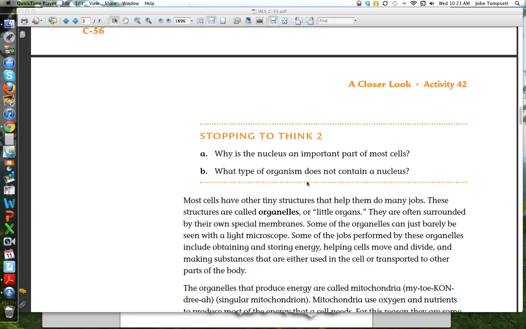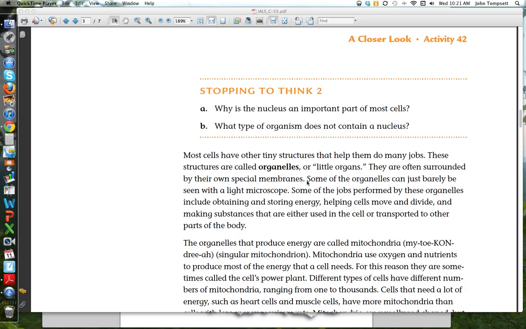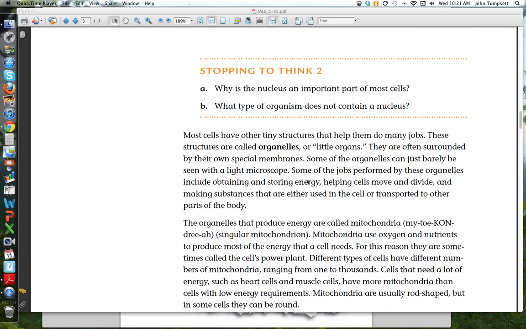Most cells have other tiny structures that help them do many jobs. These structures are called organelles, or little organs. They are often surrounded by their own special membranes. Some of the organelles can just barely be seen with a light microscope. Some of the jobs performed by these organelles include obtaining and storing energy, helping cells move and divide, and making substances that are either used in the cell or transported to other parts of the body.